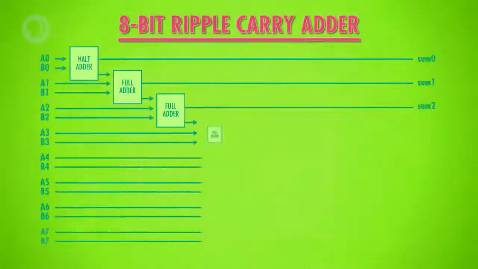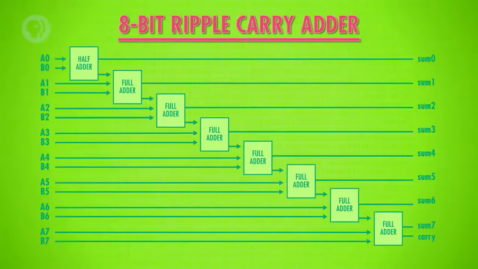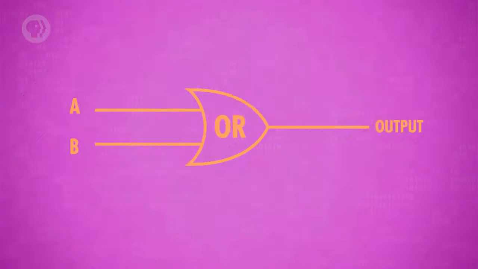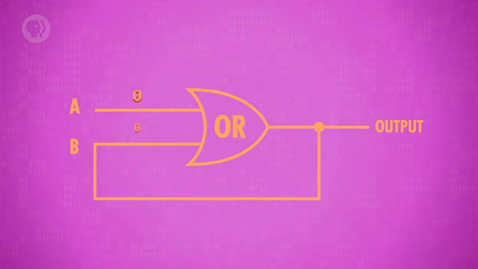All of the logic circuits we've discussed so far go in one direction, always flowing forward, like our 8-bit ripple adder from last episode. But we can also create circuits that loop back on themselves. Let's try taking an ordinary OR gate and feed the output back into one of its inputs and see what happens. First, let's set both inputs to 0. So 0 or 0 is 0, and so this circuit always outputs 0.